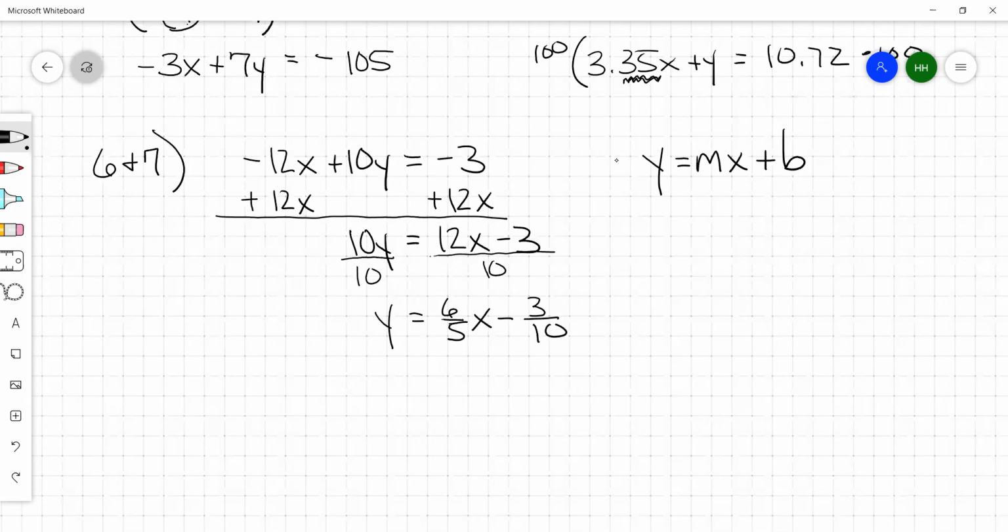So there's your equation in slope-intercept form. Your slope is 6/5. Your y-intercept is -3/10.